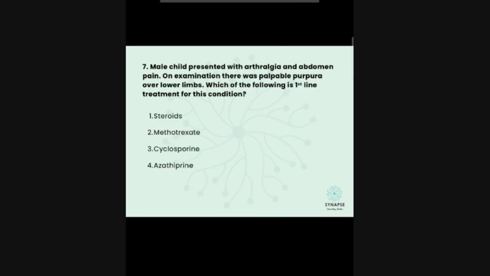So what is the main line of management here? In all cases, we are not going to use steroids. If there is severe renal involvement or severe gastrointestinal involvement, we treat with steroids. If he has only palpable purpura with arthralgia, we don't immediately start steroids. If there is severe GI involvement or renal involvement, we go for steroids. So the most common vasculitis in children is IgA vasculitis, Henoch-Schonlein purpura.